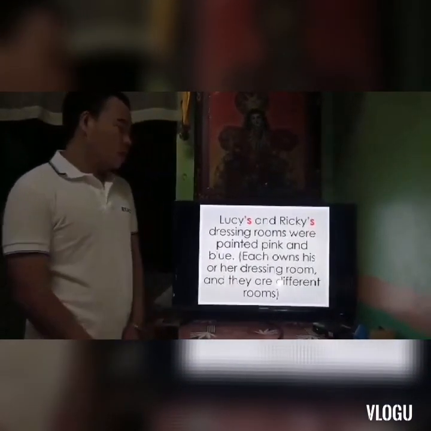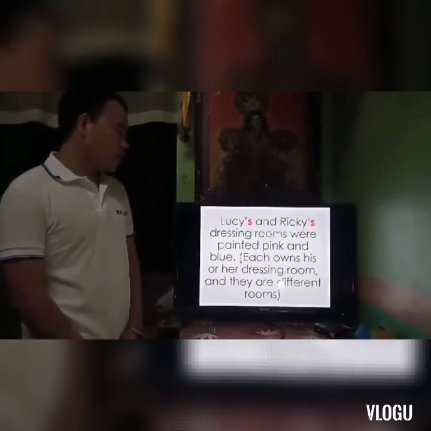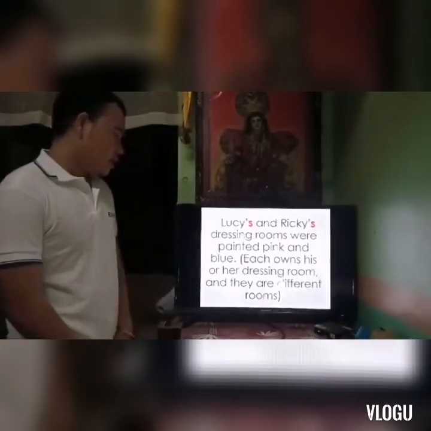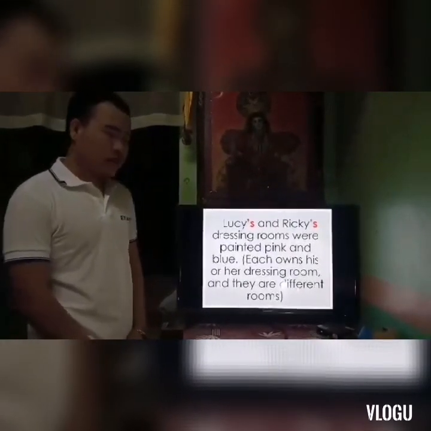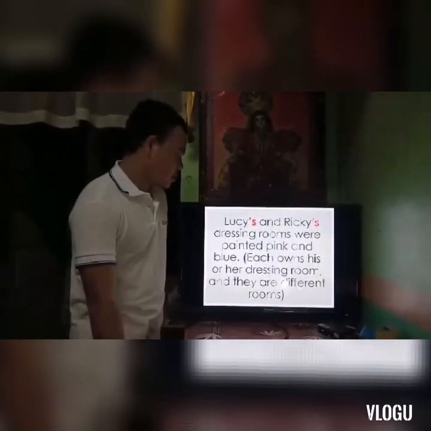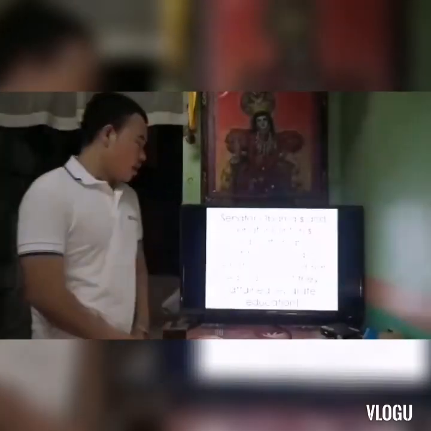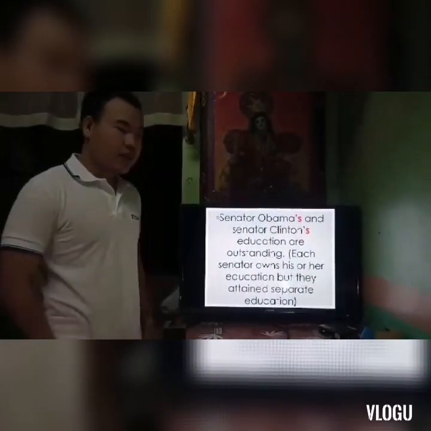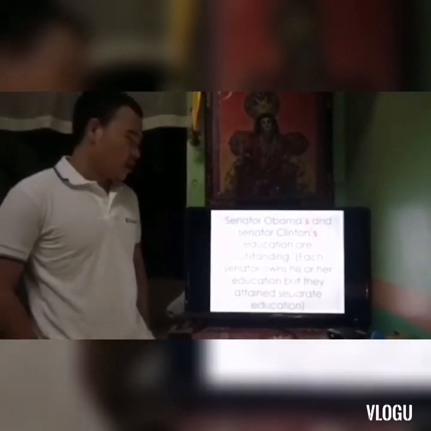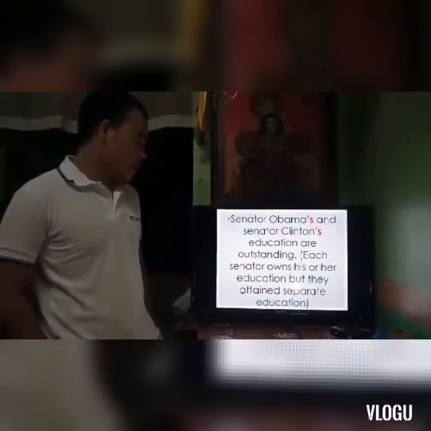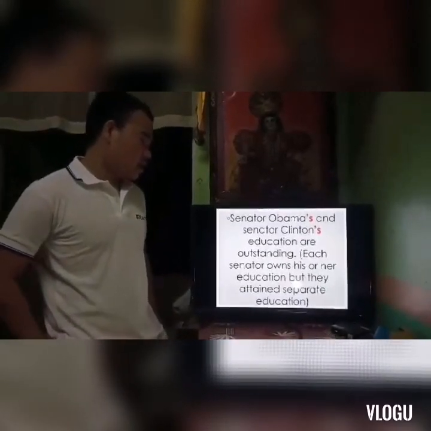Examples of possessive nouns. Number 1. Lucy's and Ricky's dressing rooms were painted pink and blue. Each owns his or her dressing room, and they are different rooms. Number 2. Senator Obama's and Senator Clinton's educations are outstanding. Each senator owns his or her education, but they attended separate schools.